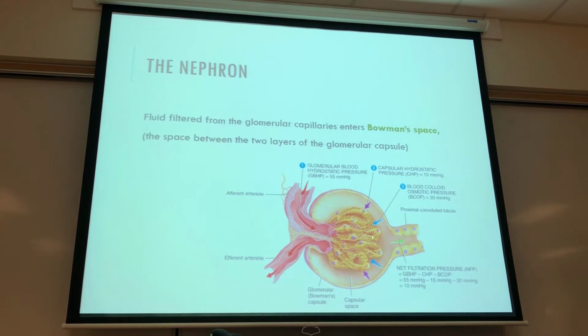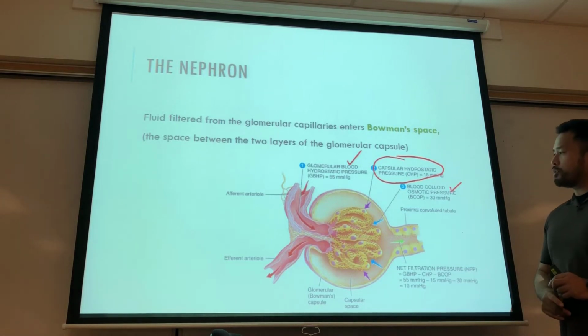Now as that filtrate moves out, it's going to enter the space between the visceral and the parietal layer. And that filtrate that comes in, as I mentioned earlier, will flow back down the tubule. So we're going to have to take a look at the pressures involved. Blood hydrostatic pressure, colloid osmotic pressure. The other new one that we need to look at is capsular hydrostatic pressure. And I'll talk about that in just a bit.